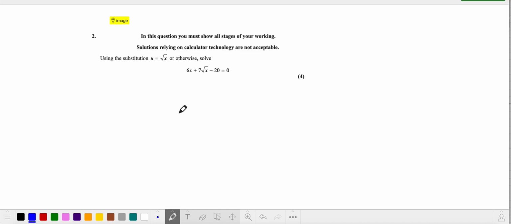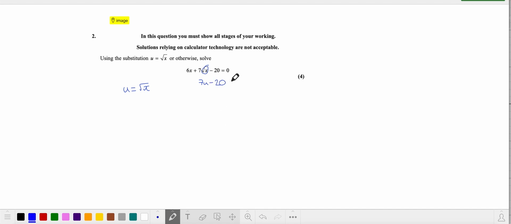All right then, question 2. So using this substitution or otherwise, solve this equation. But I mean, if it's made that suggestion to you, that's probably a pretty good way to do it. So u is root x means we can clearly just swap out that root x here for u.